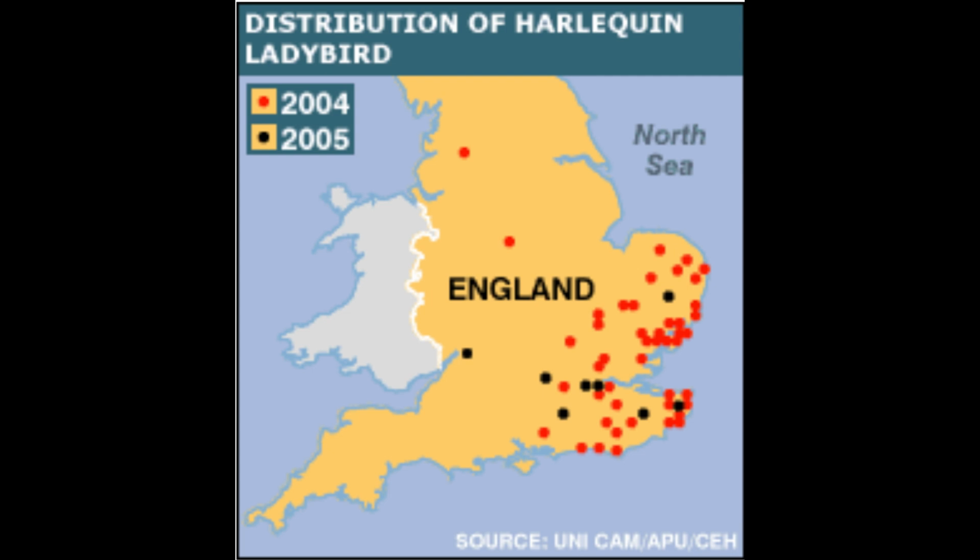The following map gives information about the distribution of the harlequin ladybird in England. The red dots indicate positions of the birds in 2004, and the black dots indicate those in 2005. We can see in 2004 the birds mainly lived in the east part of England, near the North Sea.